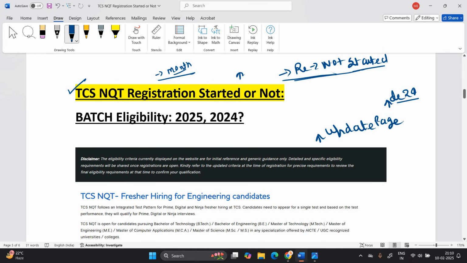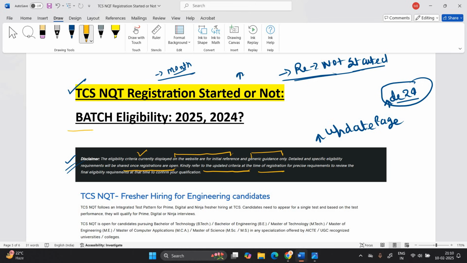Okay, so I keep getting the same query again and again, so I am telling you again, this page is active from December 24. And they clearly mention: the eligibility criteria currently displayed on the website is for initial reference and generic guidance only. Detailed and specific requirements will be shared once registrations are open. Kindly refer to the updated criteria at the time of registration.